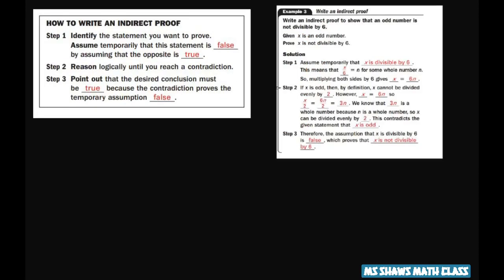All right. Now here's the indirect proof. So basically, here are your 3 steps. Identify the statement you want to prove. Assume that the statement is false by assuming the opposite is true.